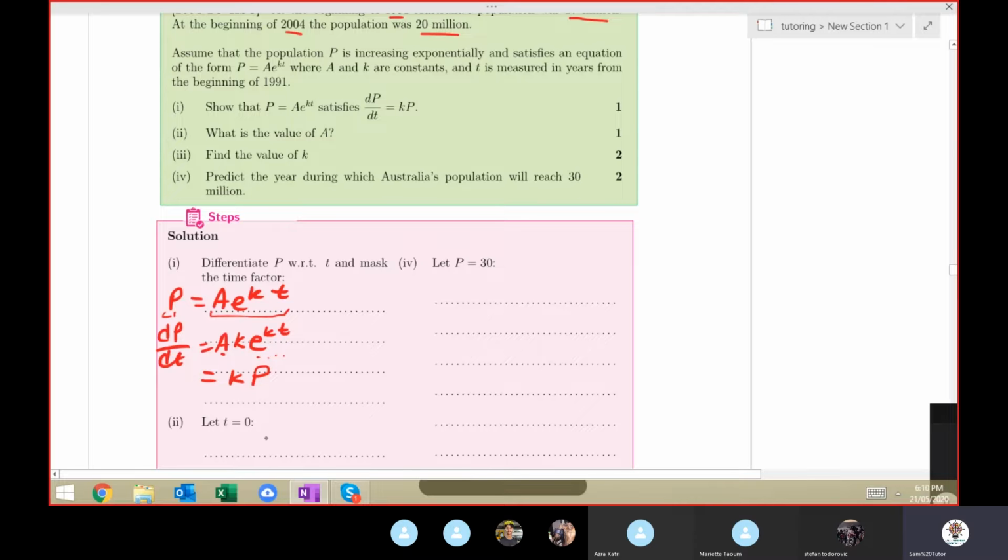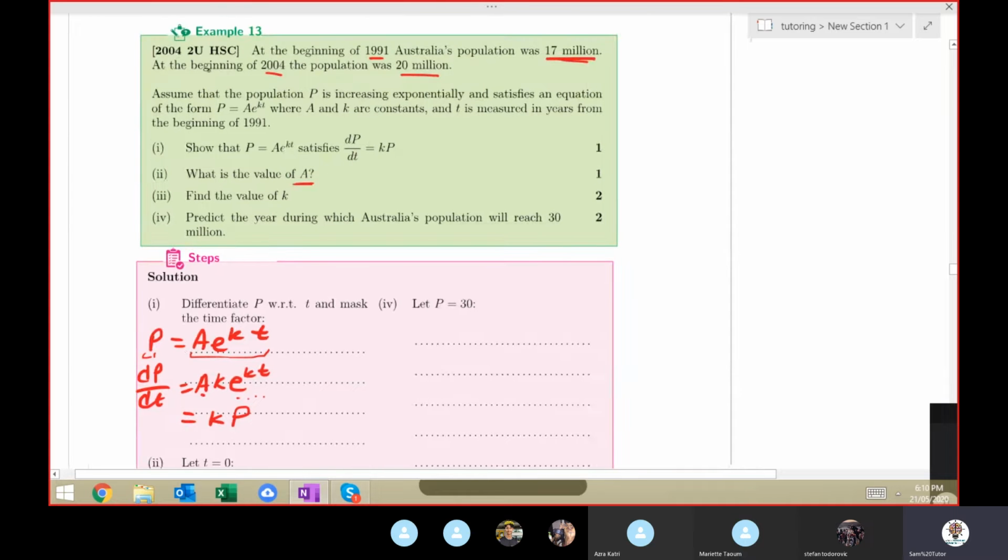That's the answer. Part ii: what is the value of A? Well, the idea is you've got to use these two pieces of information. When time is 0, so 1991 at the beginning, you're assuming the beginning is when you're starting, so time is 0 at the beginning of the year. Population is 17 million. When time is what? How many years from 1991 to 2004? 13 years. So when t is 13, population became 20 million.